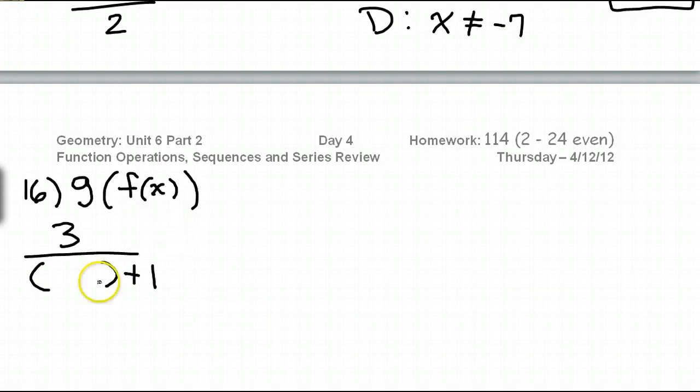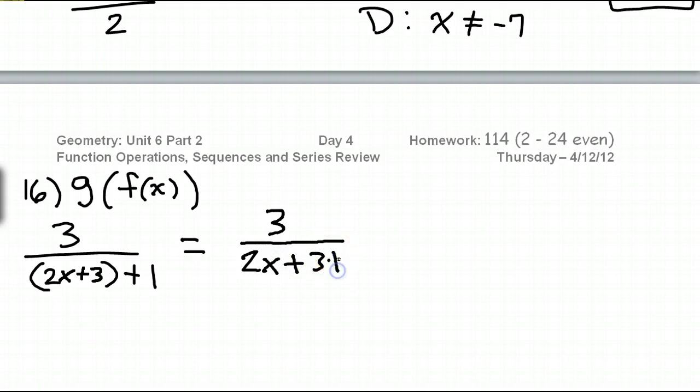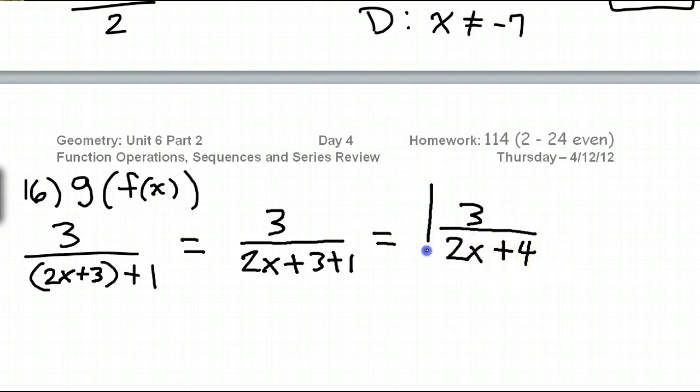Okay, now for the parentheses, f of x goes inside the parentheses, but f of x is 2x plus 3. So I'm going to put 2x plus 3 in there. Now that's going to make 3 over... now these parentheses are not really doing anything. This is 2x plus 3 plus 1, so this makes 3 over 2x plus, bye-bye, 4. And this is the answer.